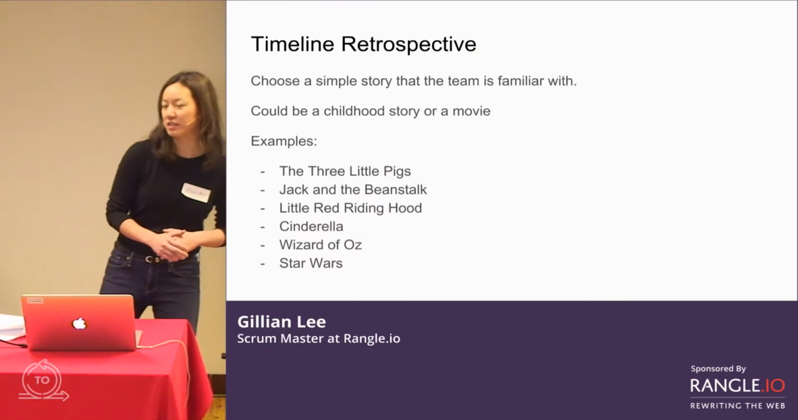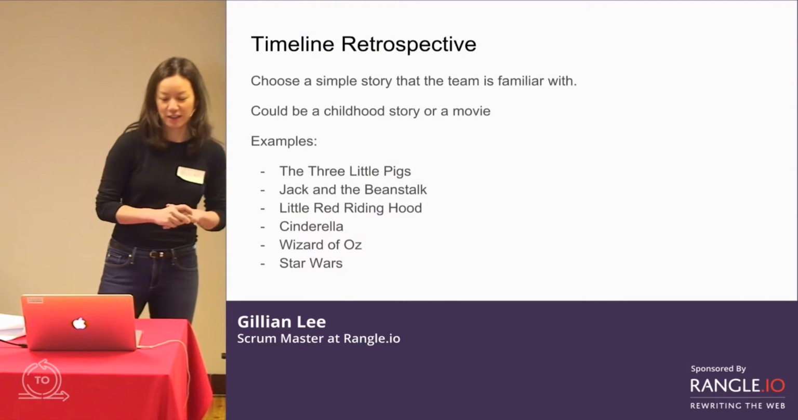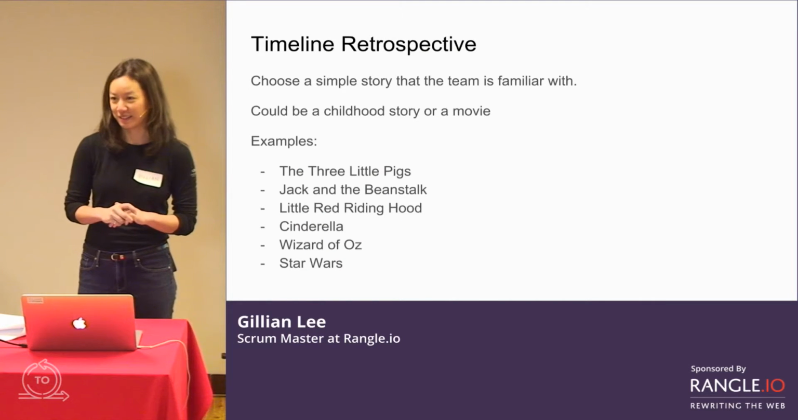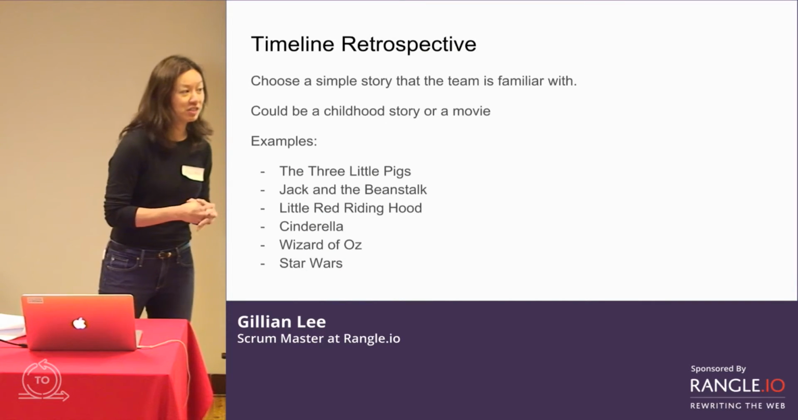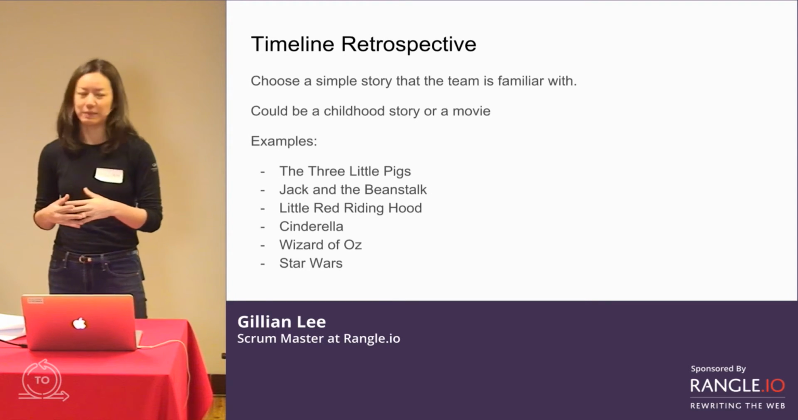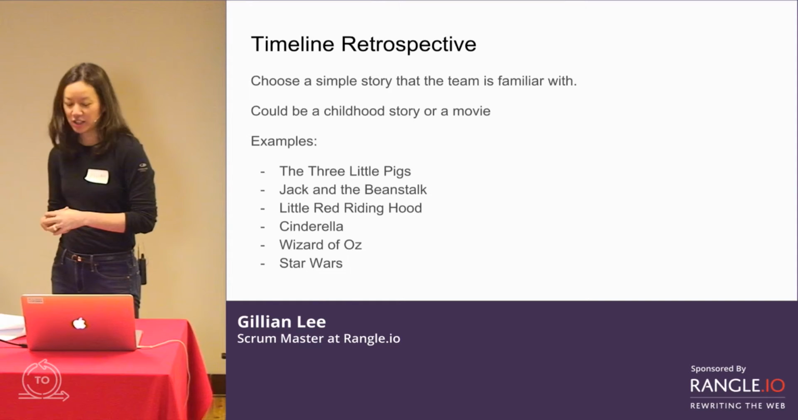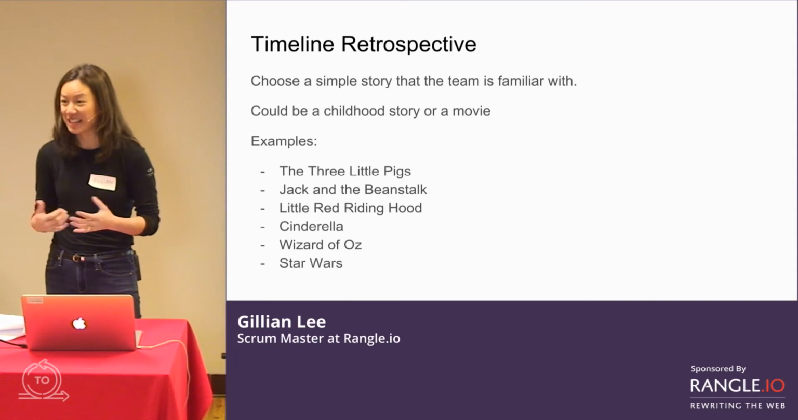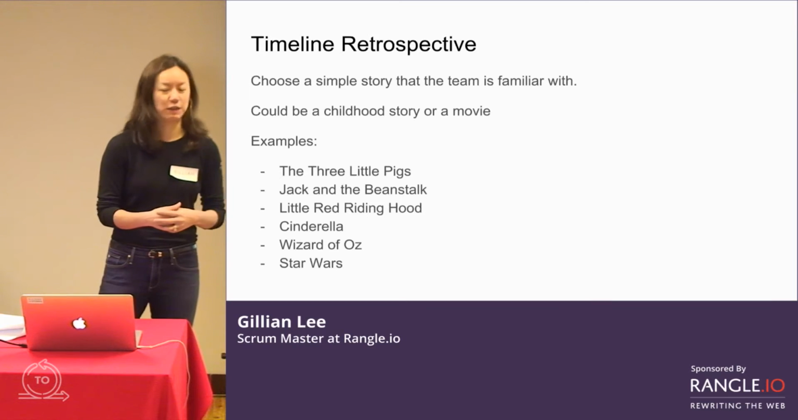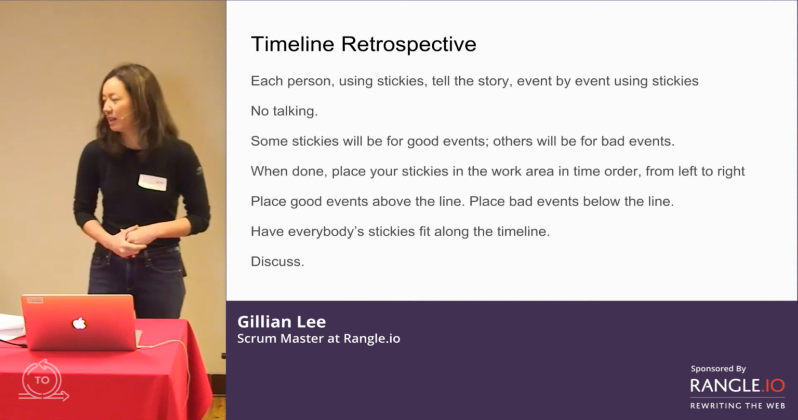So the first activity is called the timeline retrospective. We're going to choose a really simple story that the team is familiar with. It could be a childhood story or a movie, so something like The Three Little Pigs, Little Red Riding Hood, Star Wars, depending on what your team is familiar with. Okay? So this is how it works.